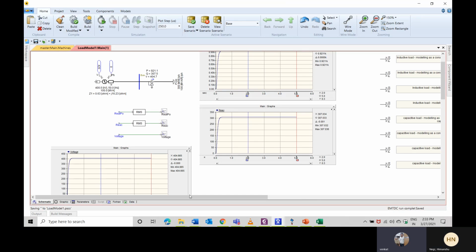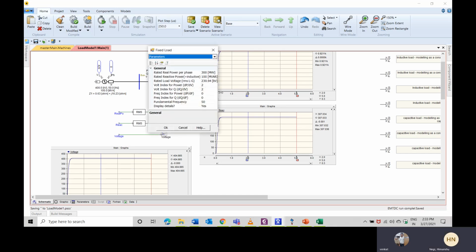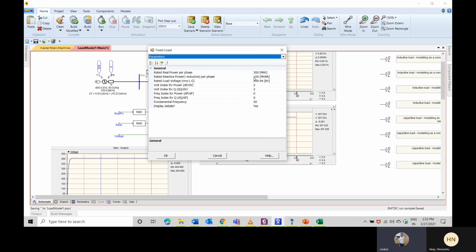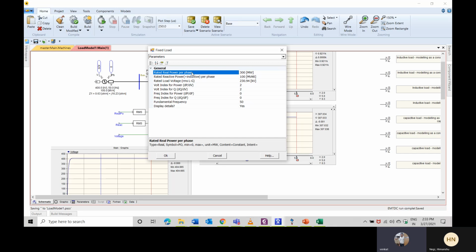Before going for that, I will tell you some basics about this load. I hope you can see my screen. This is a rated real power per phase. It is a per phase value, not a three phase value. Whatever value you get, we have to divide by 3 and include it here, and the same for the reactive power also.